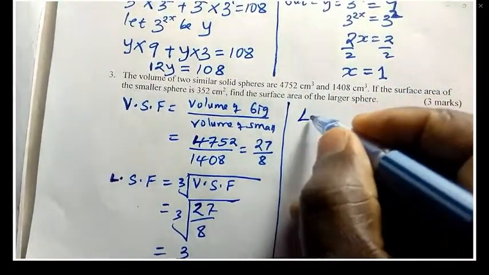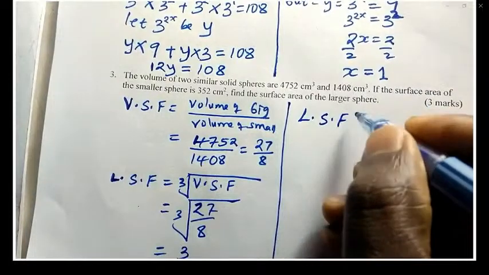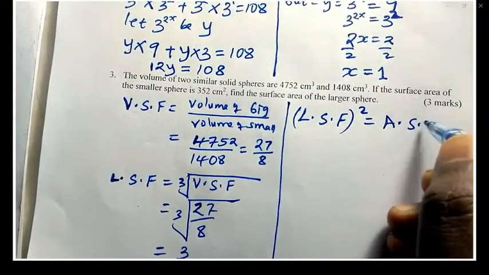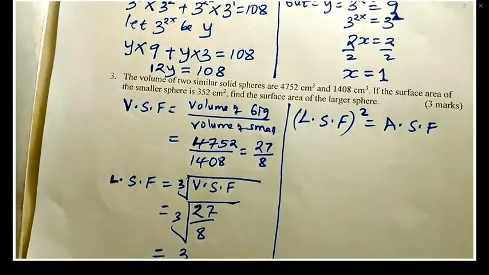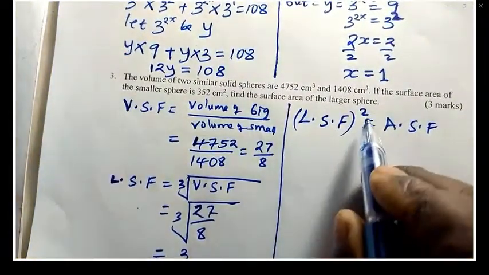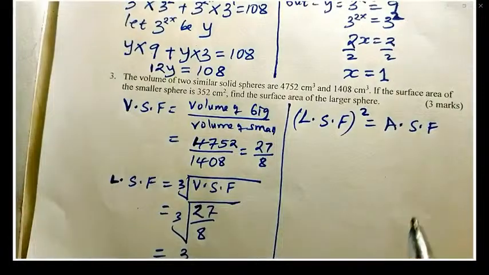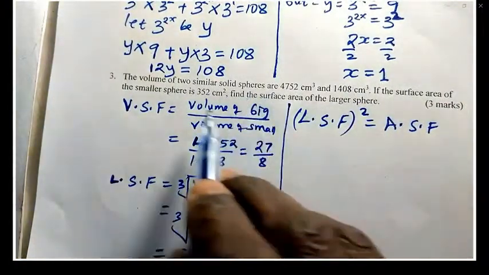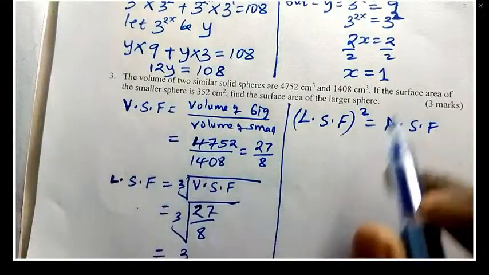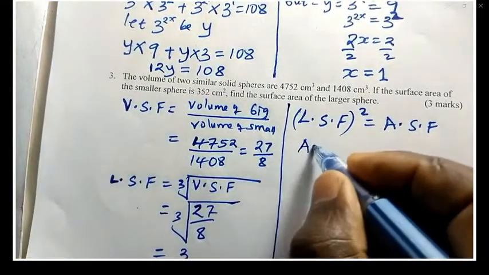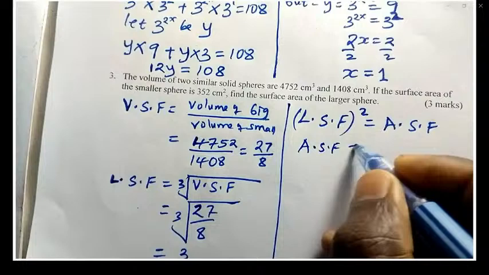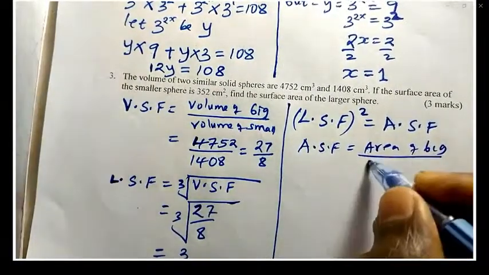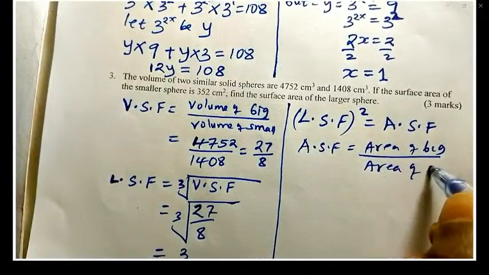Tunajua kwamba linear scale factor square will give us area scale factor. Sasa hii itatusaidia kutafuta area ya hiyo kubwa, ya hiyo sphere kubwa. Tuko na area of small, ndio hii. So tunaenda kusema area scale factor equal to the area of big over area of small.